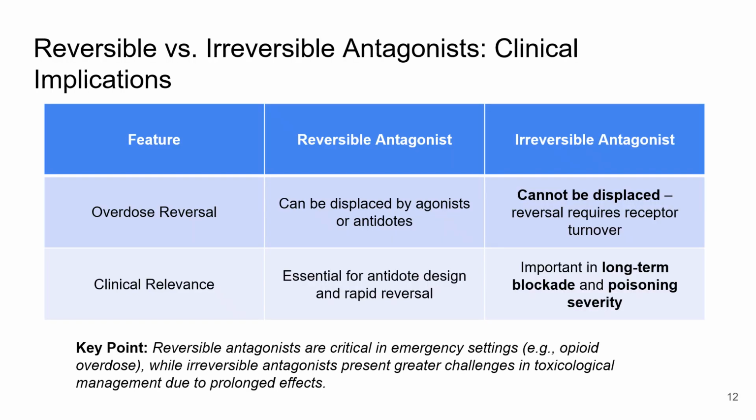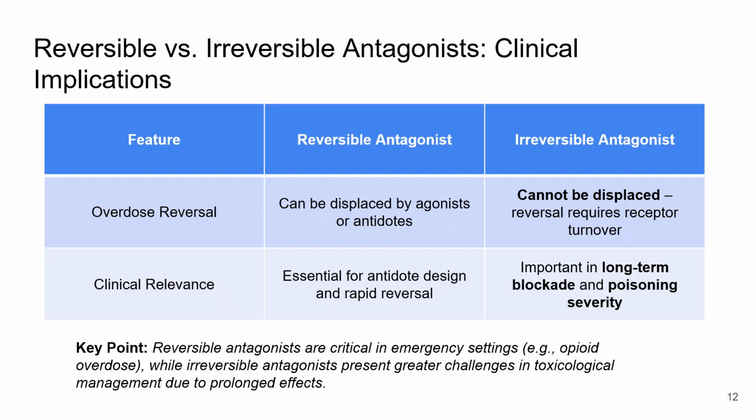In this slide, we compare the reversible versus the irreversible antagonist. Where this can become important is with overdose reversals. If you think of a competitive antagonist, it can be displaced because it's reversible by agonists and antidotes. Our non-competitive antagonist cannot be replaced, so reversal requires, again, new receptors to be turned over.